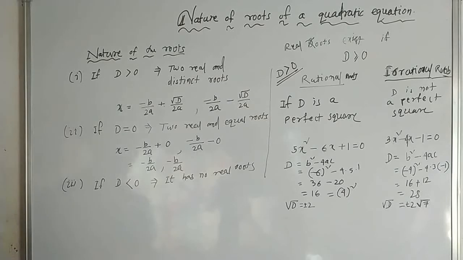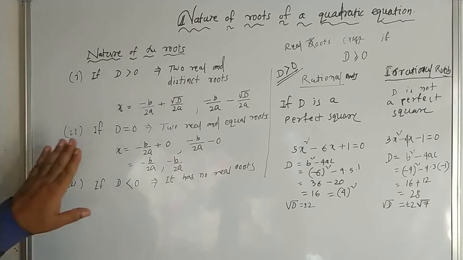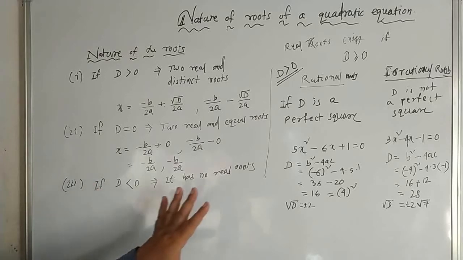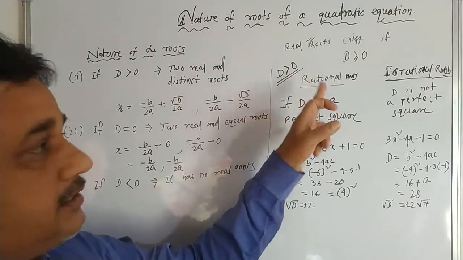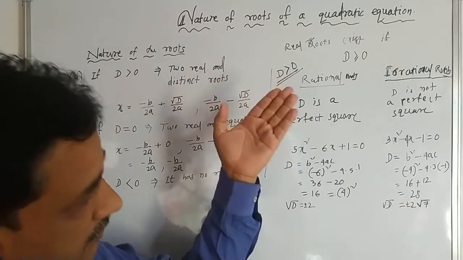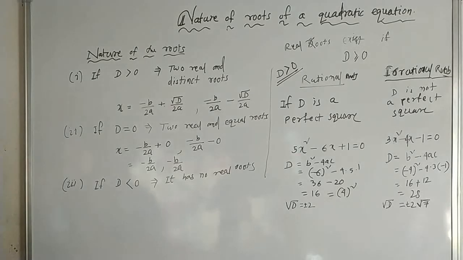Understood? So there are three main conditions. If D is greater than 0, two real and distinct roots. If D is equal to 0, real and equal roots. If D is less than 0, then it has no real roots. Again, if D is greater than 0 and it is a perfect square, then it has rational roots. If D is greater than 0 but it is not a perfect square, then the two roots are irrational. So this is all about the nature of the roots of a quadratic equation.